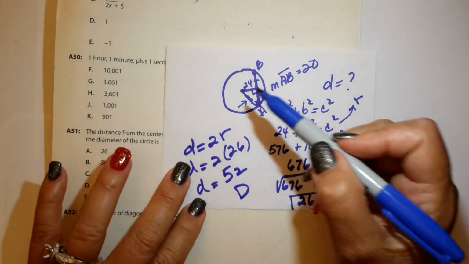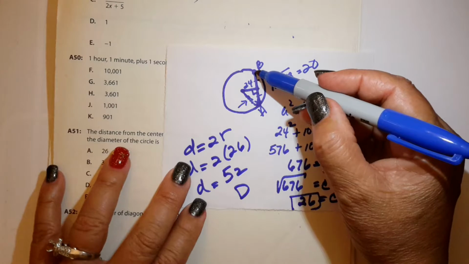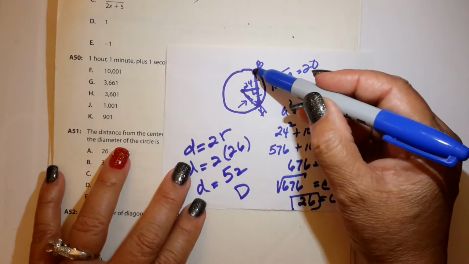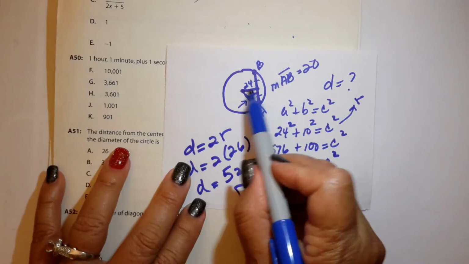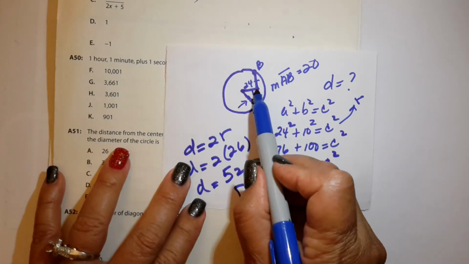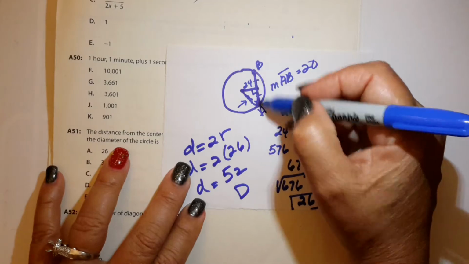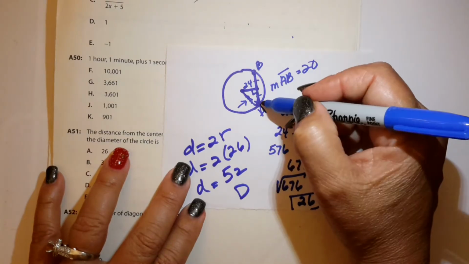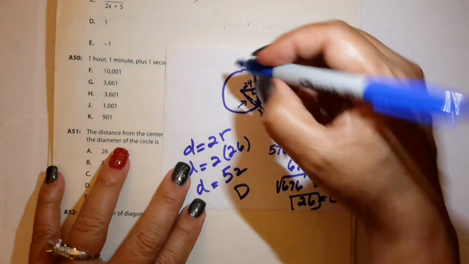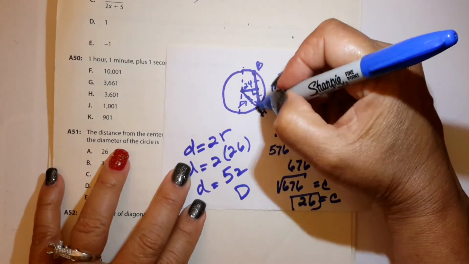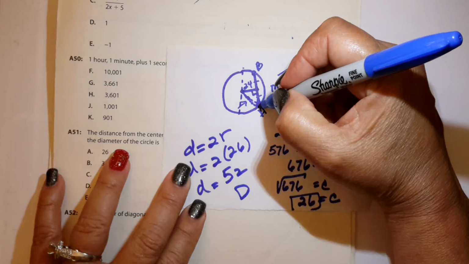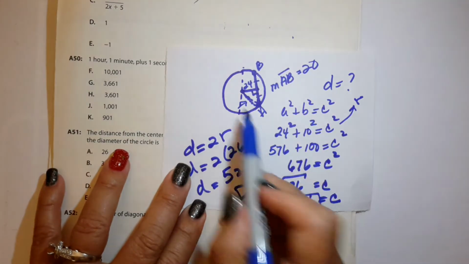Let me just review a little bit again. A chord is a line segment that goes from one point to another point, and those points are on the circumference. The distance from the center to the chord is always perpendicular, and it always bisects the segment into two equal parts. So if they're asking you for the diameter, you need to find the radius first. But the radius is the hypotenuse of this triangle.